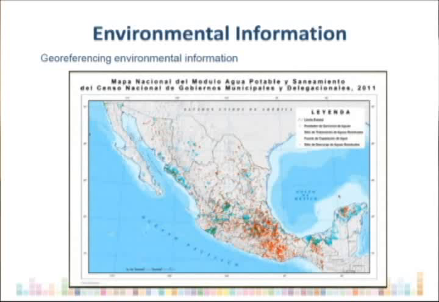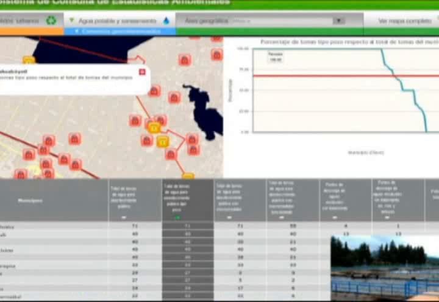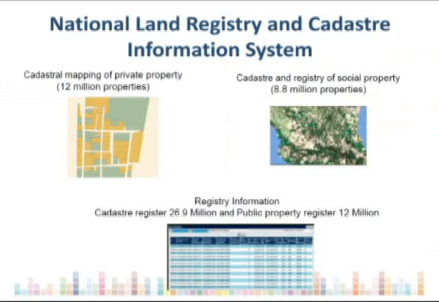Finally, we have environmental information from our municipality census. We have one model for water and one for waste. And we have all the information of our land registry and catastrophe information system.